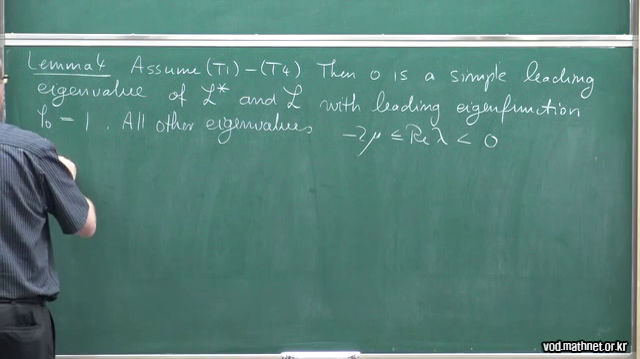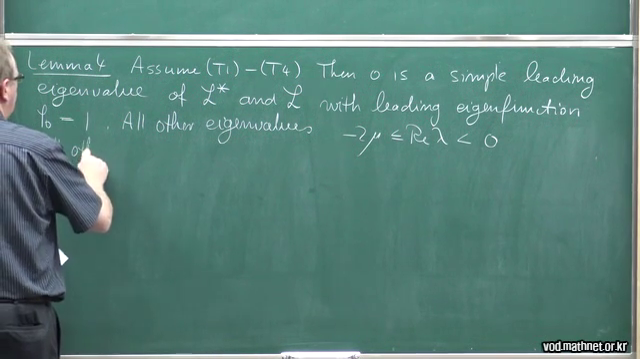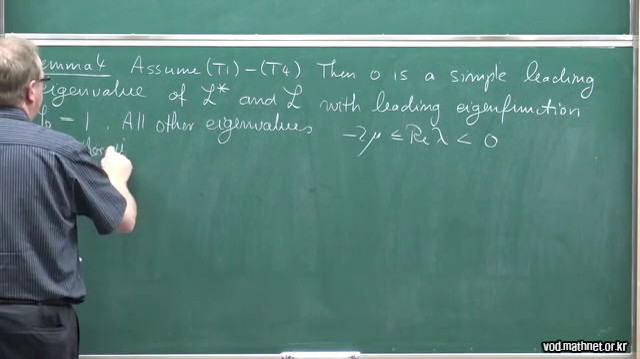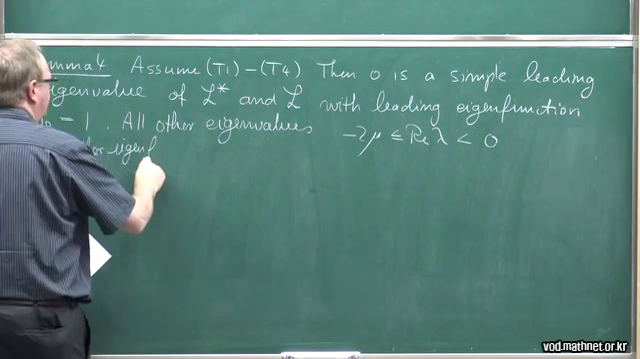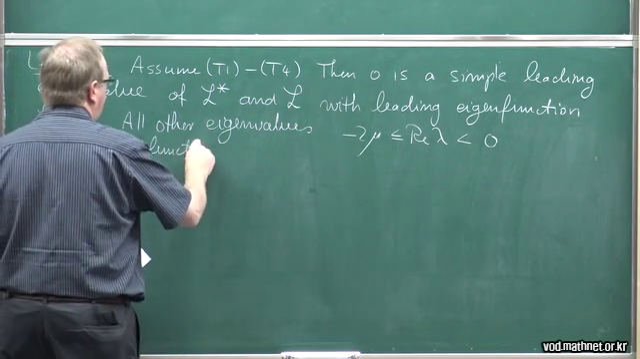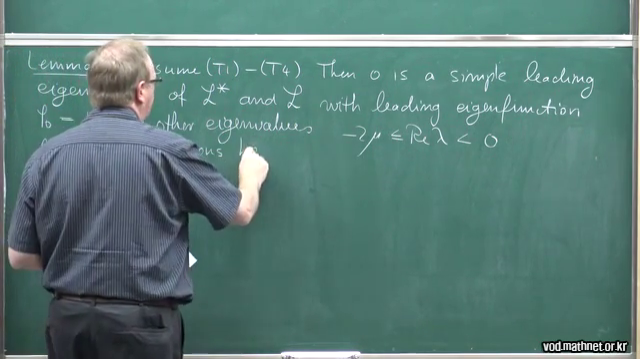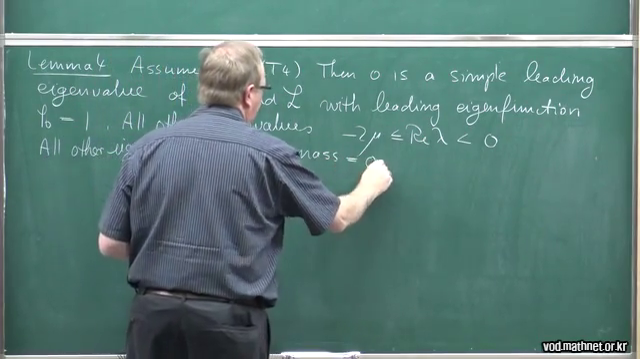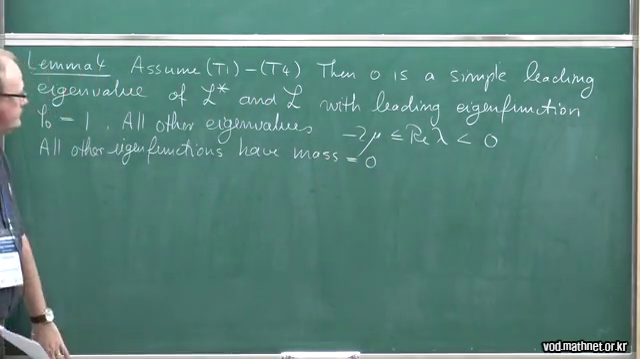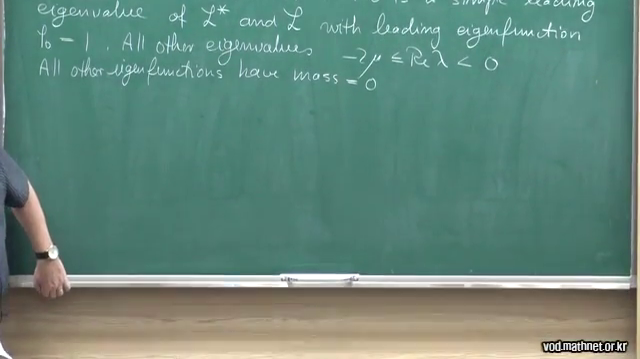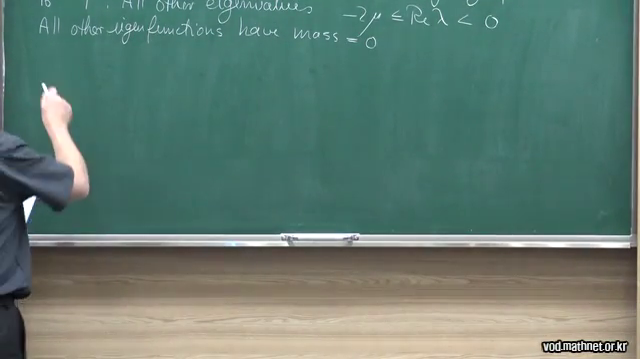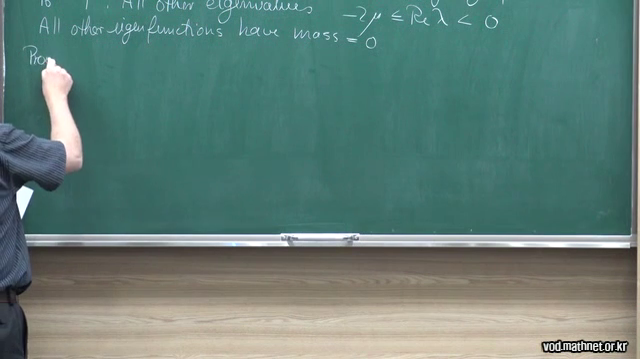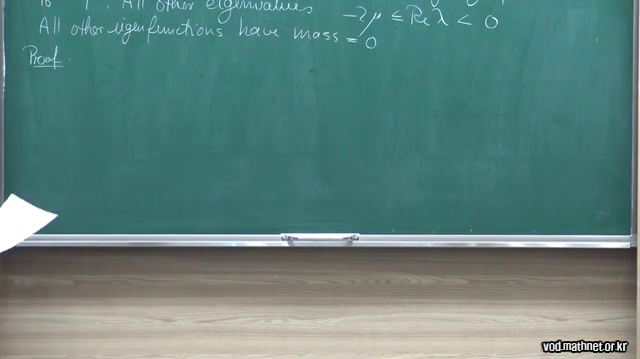And then also all other eigenfunctions have mass 0. Mass equal to 0. So let's do a little proof of this. Many of it follows directly from the Krasnodębski theorem, which I have shown yesterday.